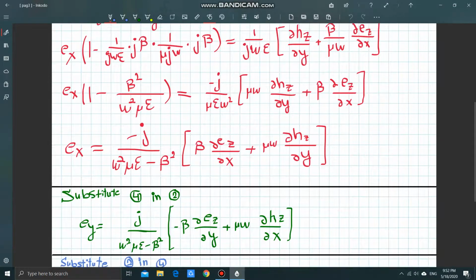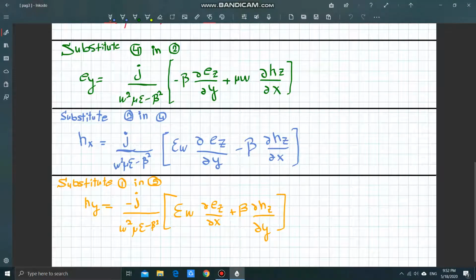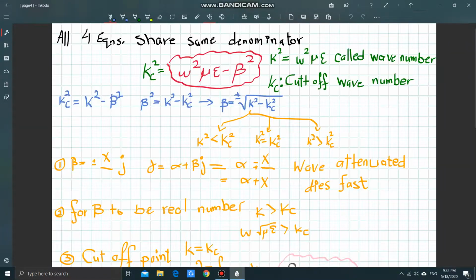All of them share the same denominator, so the denominator must have an importance. We will refer to it as Kc squared, where Kc is called the cutoff wave number. Omega squared mu epsilon is K squared, where K is called the wave number. So basically, Kc squared is equal to K squared minus beta squared. By bringing beta to the left hand side of the equation and Kc squared to the right hand side, and taking the square root of both sides, we get an expression for beta.